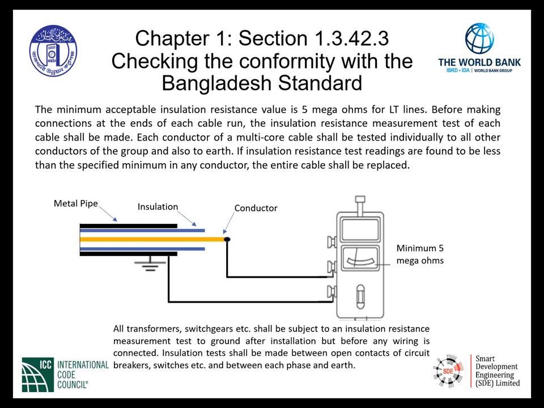Insulation tests shall be made between open contacts of a circuit breaker, switches, etc., and between each phase and earth. As seen in the graphic below, we have a megger that is actually inducing a voltage through the conductor and tied on to a metal pipe. This test is testing for any leakage coming through the insulation from the conductor.